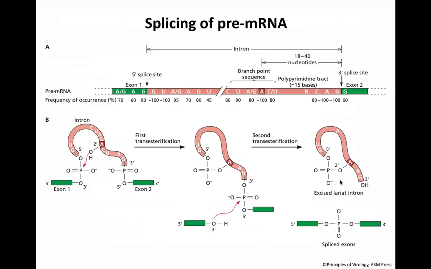In the second reaction, the newly formed hydroxyl group at the end of the 5' exon attacks the phosphodiester bond at the 3' splice site. You now have the spliced product and the excised lariat intron.